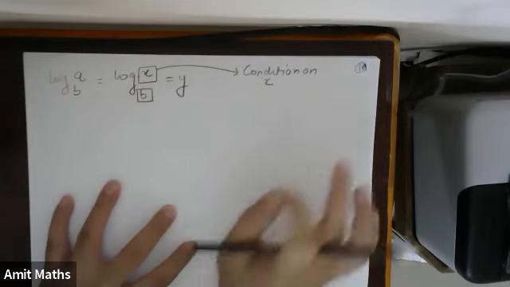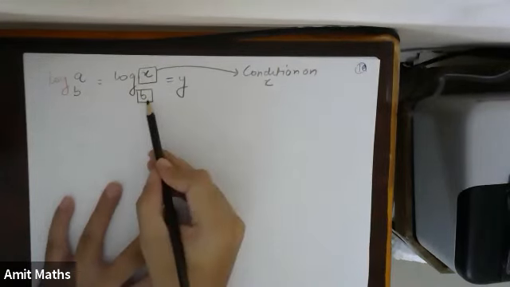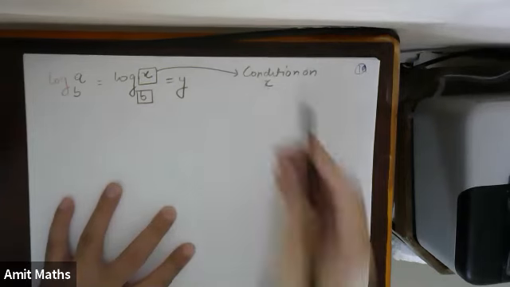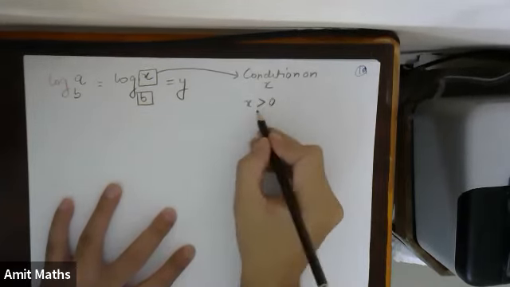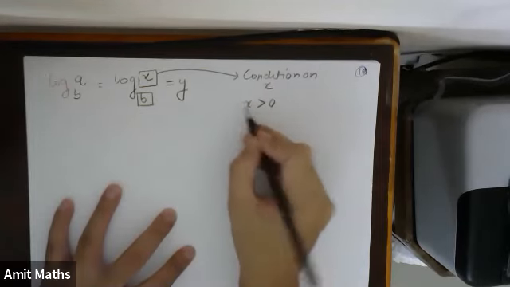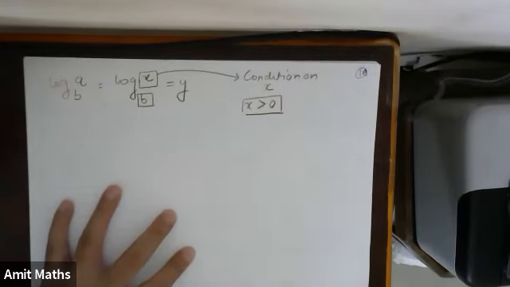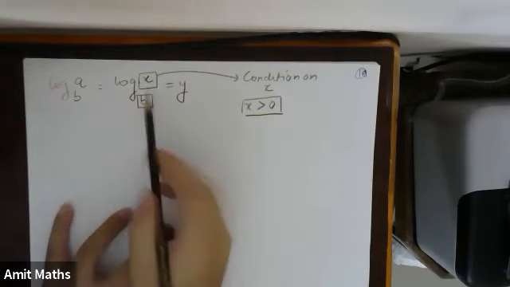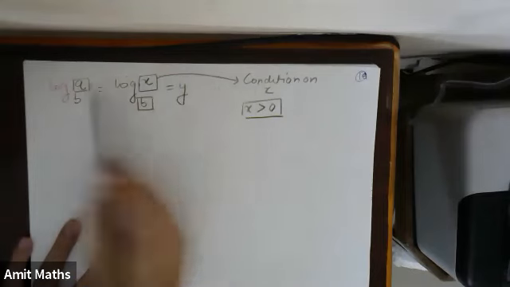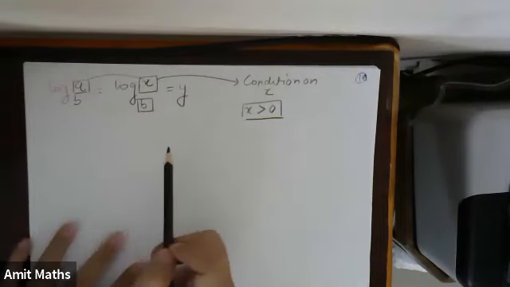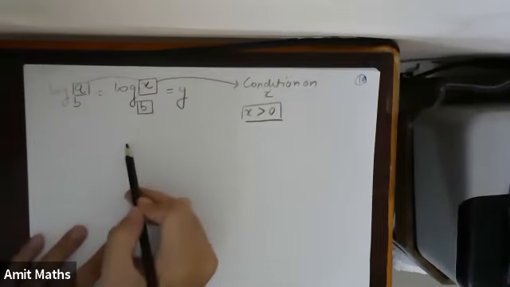for all logs, no matter what the base is, the condition on x will be that x should be greater than 0. It cannot be equal to 0. x will always be greater than 0. This is the condition on this x. Understood? Now we'll look at the condition on base b.